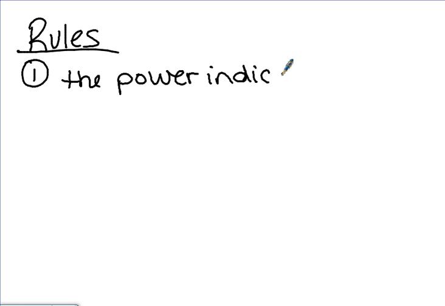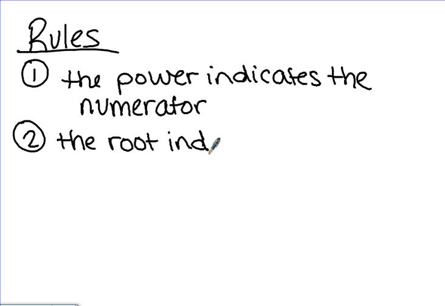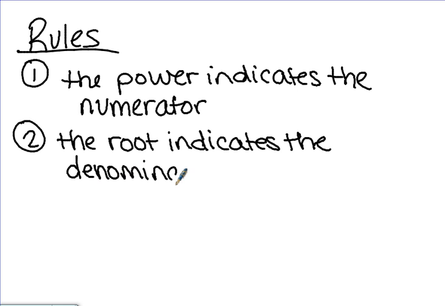The power that the number is being taken to is going to be indicated by the numerator. So the power indicates the numerator, and we'll take a look at what this means when we go through an example. And the second rule is that the root indicates the denominator. So the power indicates the numerator, and the root indicates the denominator.